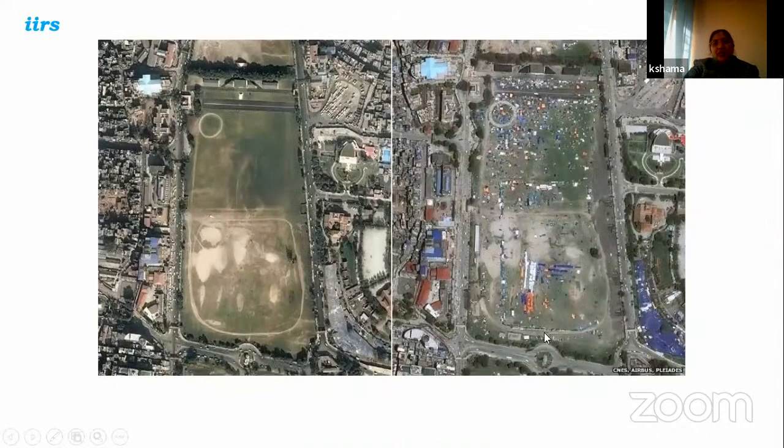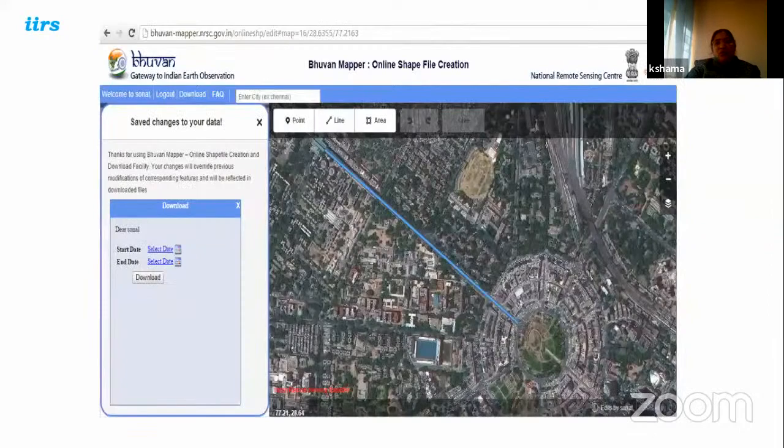Now in this image, you can see there is a lot of activity going on in the right hand side image, but in the left hand side image, there is no activity. This is basically after an earthquake. This is a post earthquake scenario where people are afraid to go inside the houses and they congregate in these open areas. So this is one example of this image.